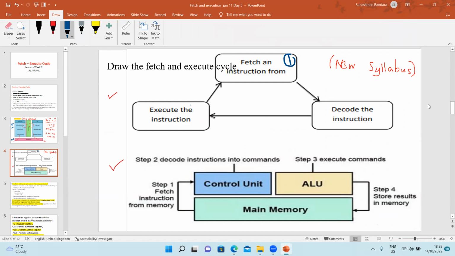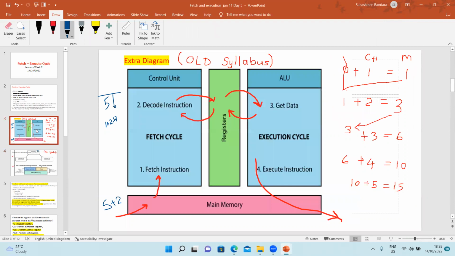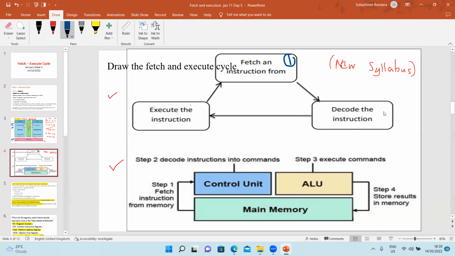Fetch is happening in the control unit. Then decode instructions is also happening in the control unit. That is number 2 I'll take. Then it should be the order. Then execution is happening inside the ALU, number 3. So the steps: decode instructions into the command.